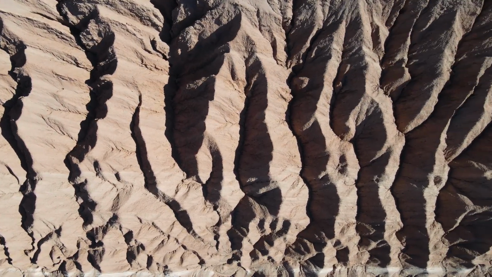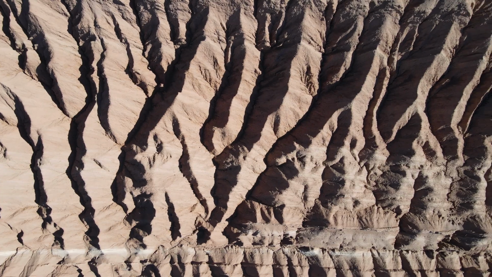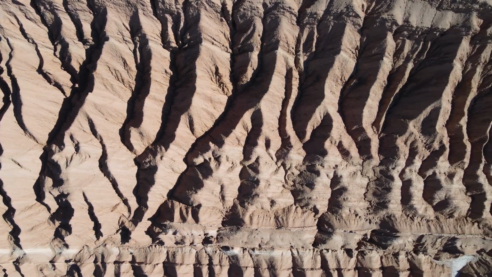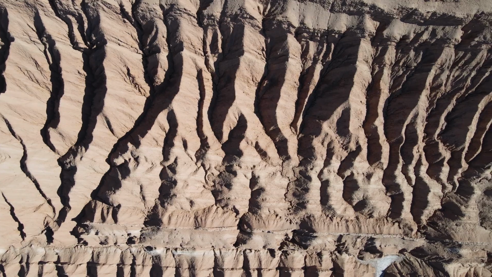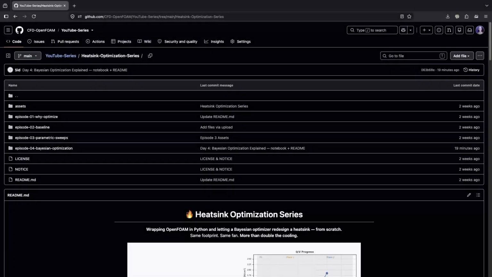And a bonus result from the fANOVA analysis after the study: fin thickness accounts for 67% of variance in Q over V. Fin count is 25% and fin height barely matters, that's 8%. If you had to pick one thing to optimize, it's making the fins as thin as your manufacturing process will allow. The notebook for this episode is in the repo right now.